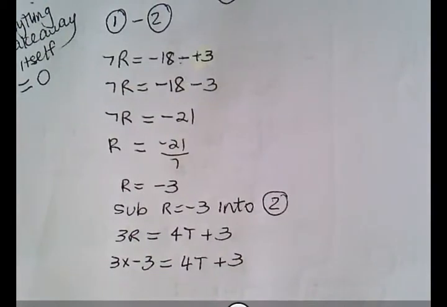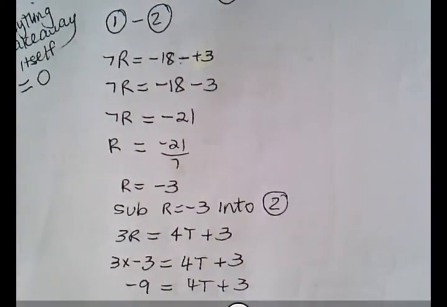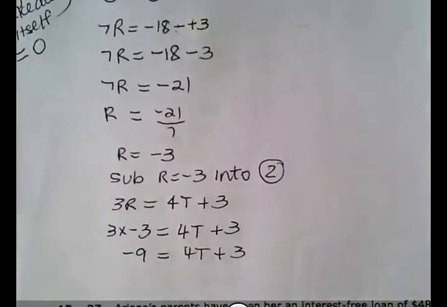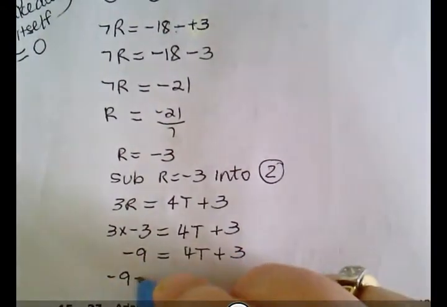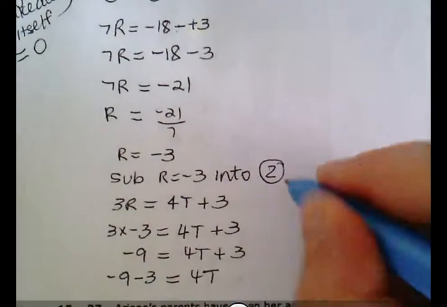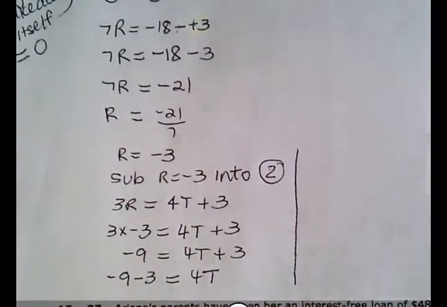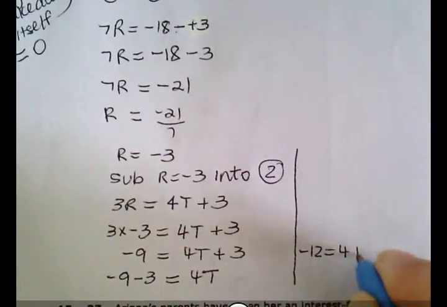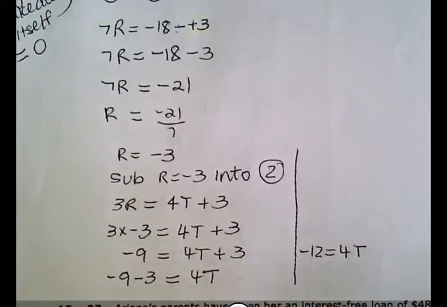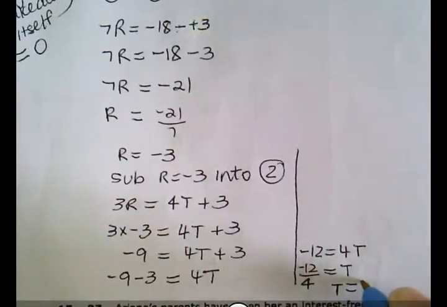What do I do next? 3 times negative 3 is negative 9, is 4t plus 3. Now what do I do? Do not put the 4t on the left, please. The 4t is positive. Keep it there. Let's just take the 3 over. Minus 9. Inverse operation of plus 3 is take away 3. So minus 9 take away 3 is 4t. So therefore negative 12 is 4t. So what's t? How do you do this? Negative 12 divided by 4. So t is negative 3.